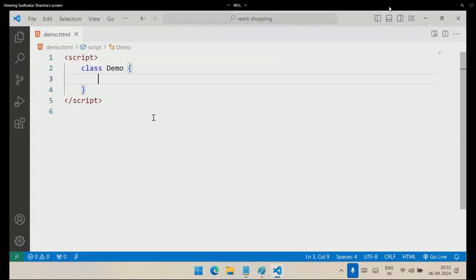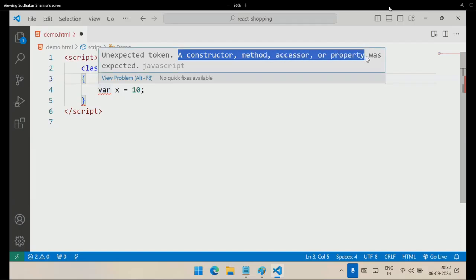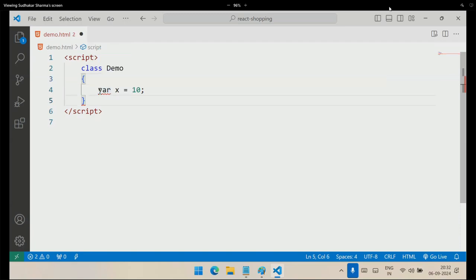For example, var x equal to 10. It's not possible. You see here, what is var? A variable. Why is it not allowed? Because only a constructor, method, accessor, or property is allowed. You can have only these. We cannot have a variable as a class member. But remember, suppose I have a print method. In that I can have a variable.